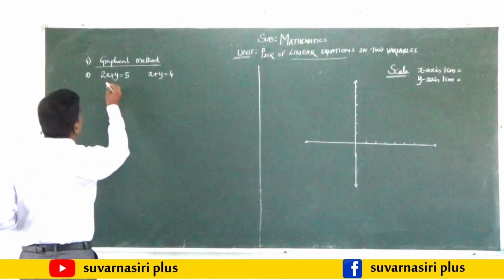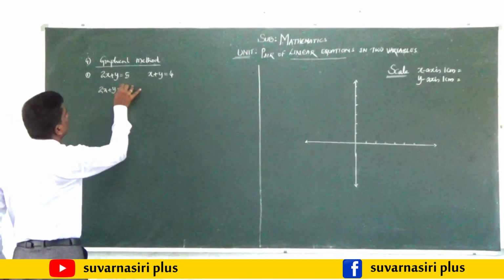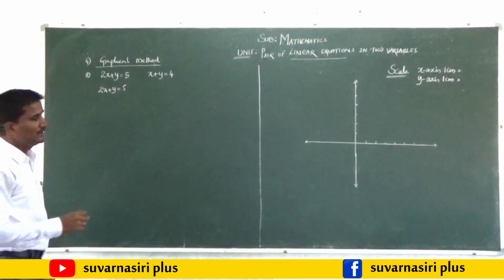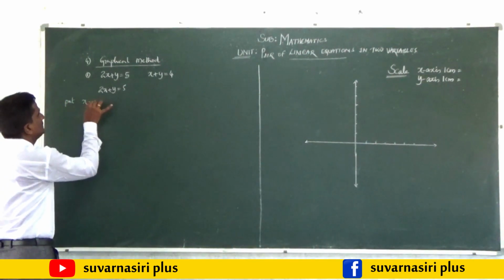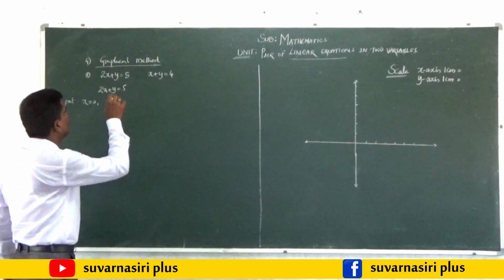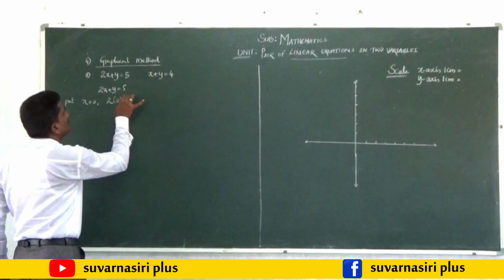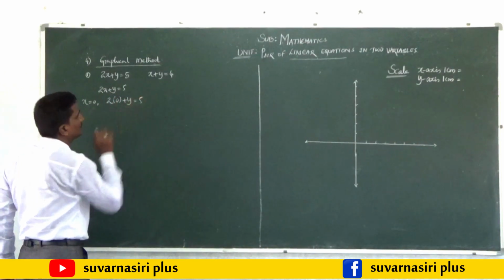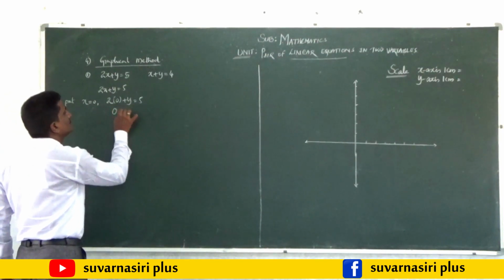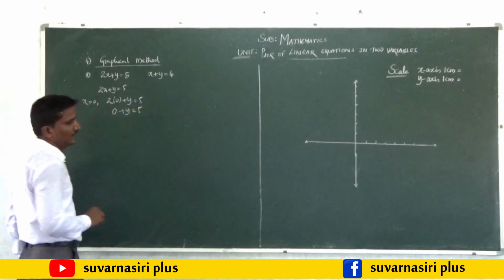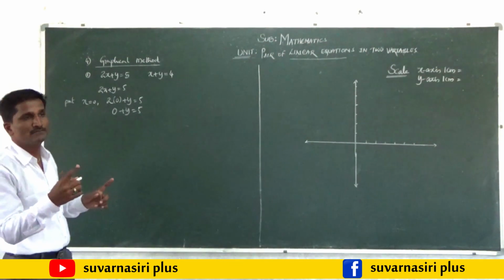See here, for the first equation, 2x plus y is equal to 5. Put x is equal to 0, which means wherever x is there, you have to put 0. 2 into 0 is 0, plus y is equal to 5. 2 into 0 means what? 0 plus y is equal to 5. So 0 plus 5, what we are writing?